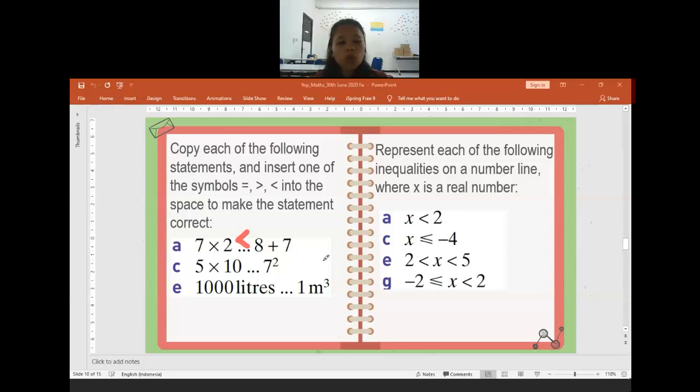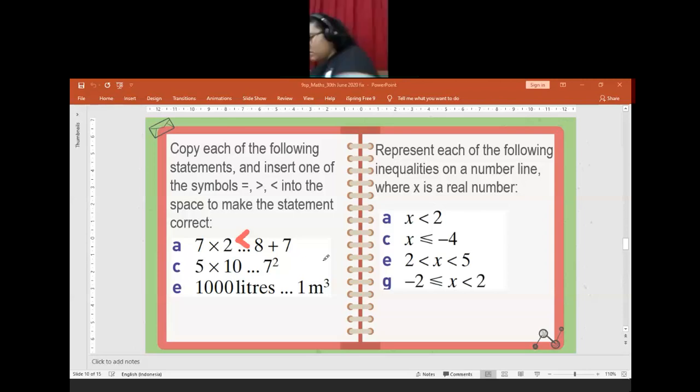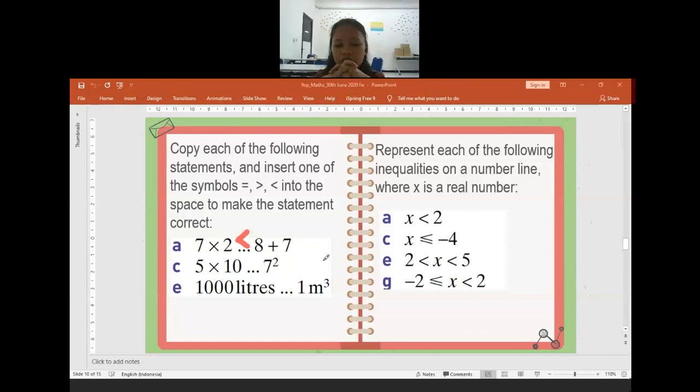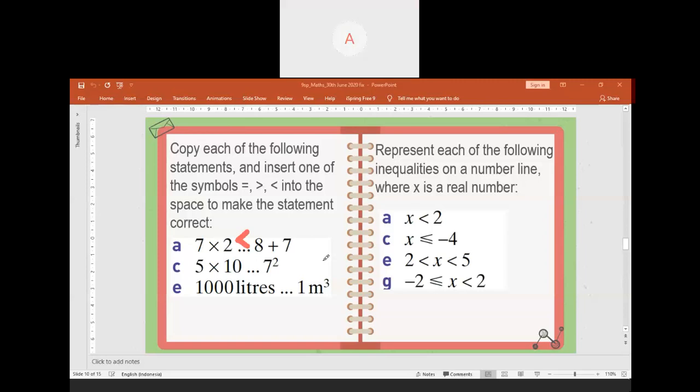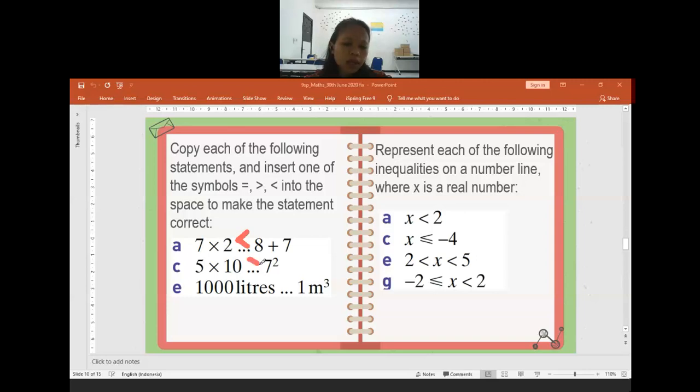For the C, what sign do we have to write? Is it bigger than, equal, or less than? Less than? Really? Yes, less than. More than? Less than or more than? It will be more than.